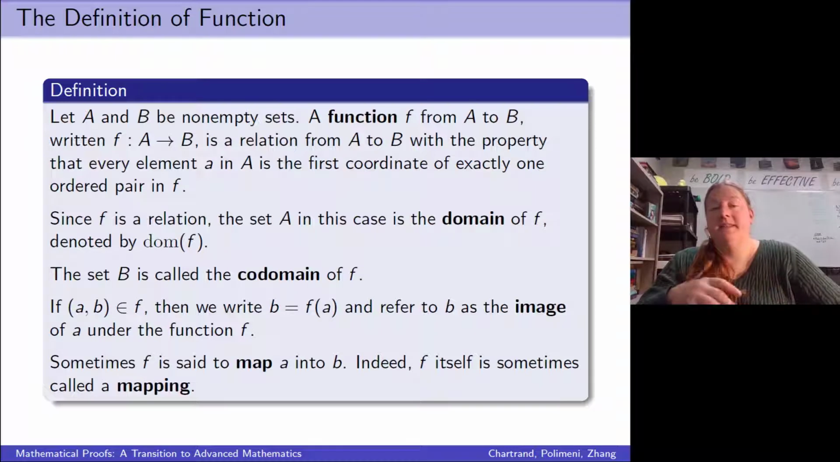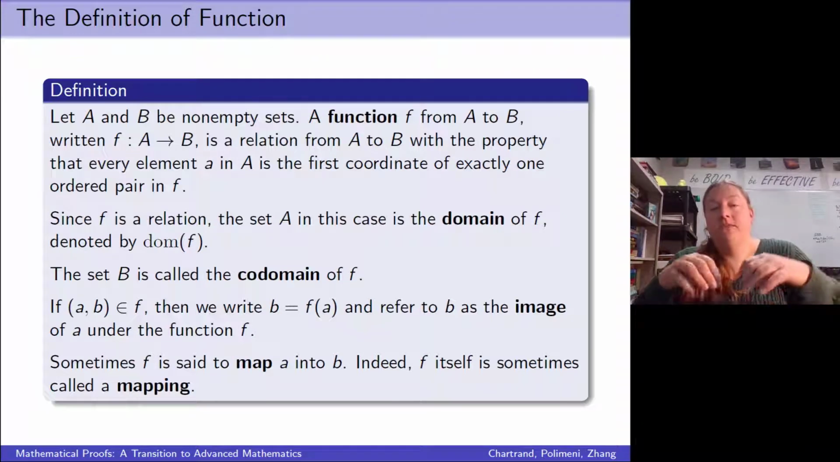So we have two sets, A and B. Our function f is the relation from A to B with the property that every element in A is the first coordinate in exactly one ordered pair in our relation f.